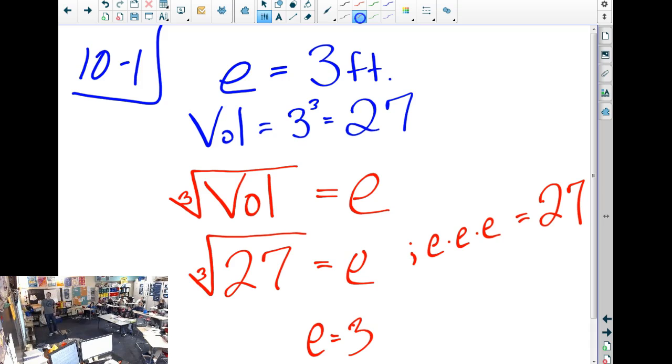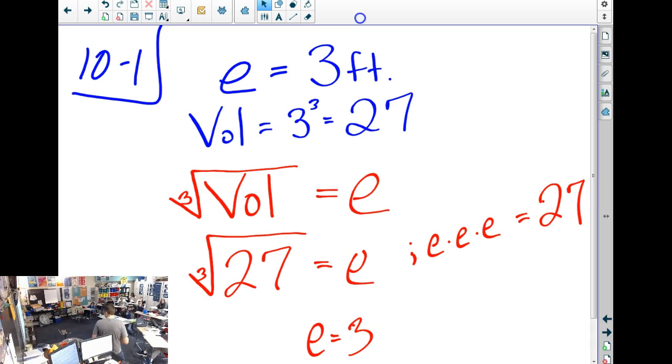So if you look at 10-2, we're trying to find the surface area of the cube. And I want to know if there's an easy way, like some formula that will always work when we're working with cubes. We can just do something real fast.